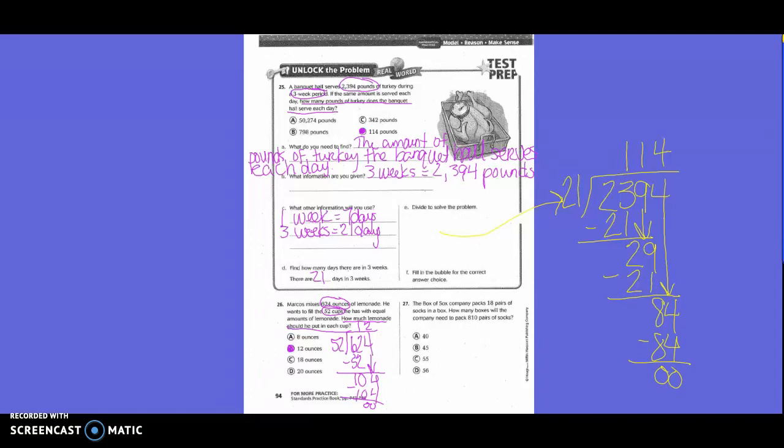Number 27, the box of socks company packs 18 pairs of socks in a box. How many boxes will the company need to pack 810 pairs of socks? So what am I going to circle? 18 pairs, 810 pairs of socks, and how many boxes will the company need to pack. Okay, so what am I going to do for my work? Alright, so we took 810 divided by 18 and we got 45 for our answer.